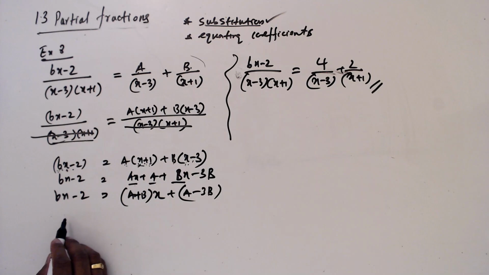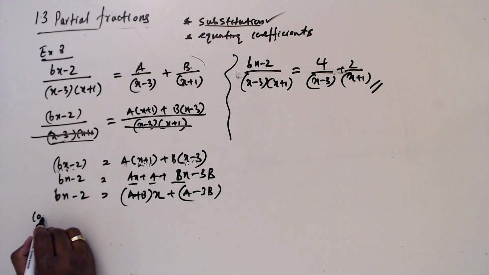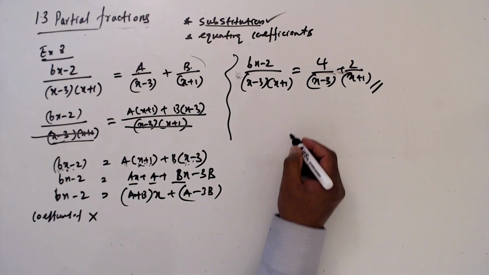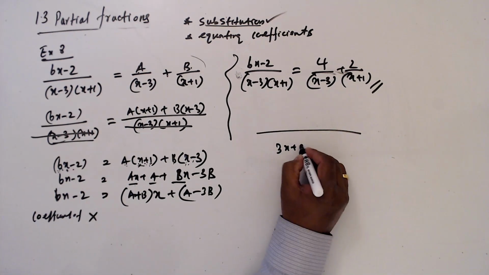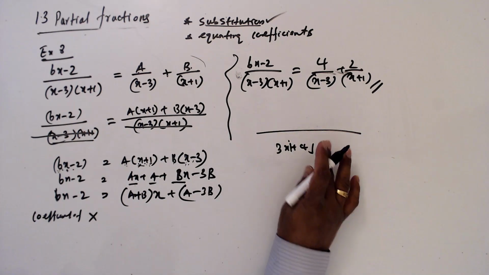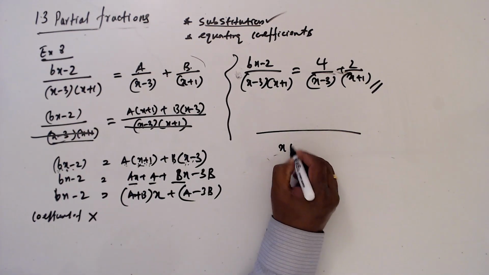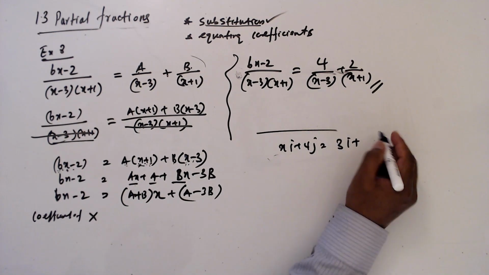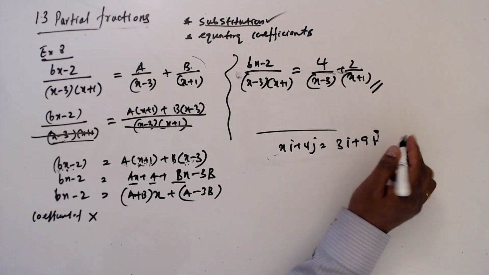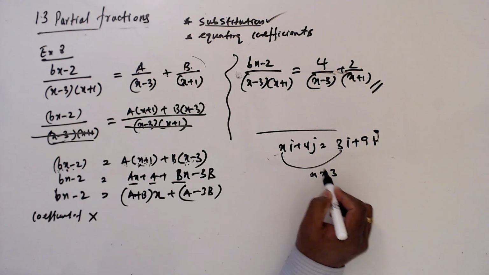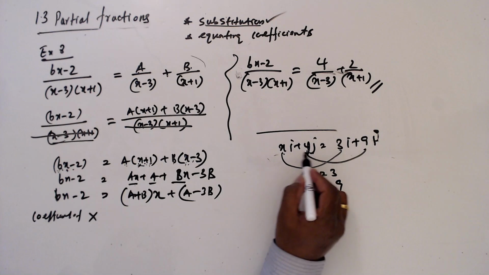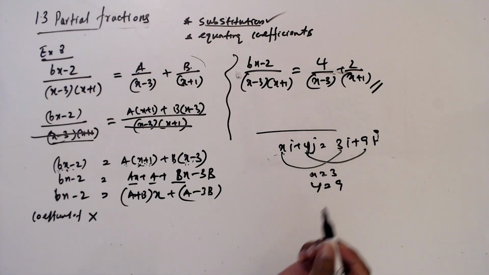Now equate the coefficients. When we do vector calculation, 3x plus 4 equals... xi plus 4j equals 3i plus 9j. Now what is x? x equals 3 and 4. Okay, this is y. y equals 9. So what did we do? We equated the coefficients of i and j.